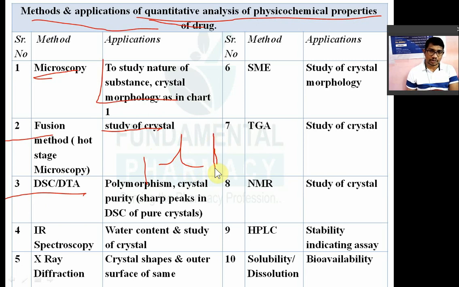Sharp peak means the sharper the peak, the purer the crystal. Okay? So crystal purity: a sharp peak indicates a pure crystal in DSC.